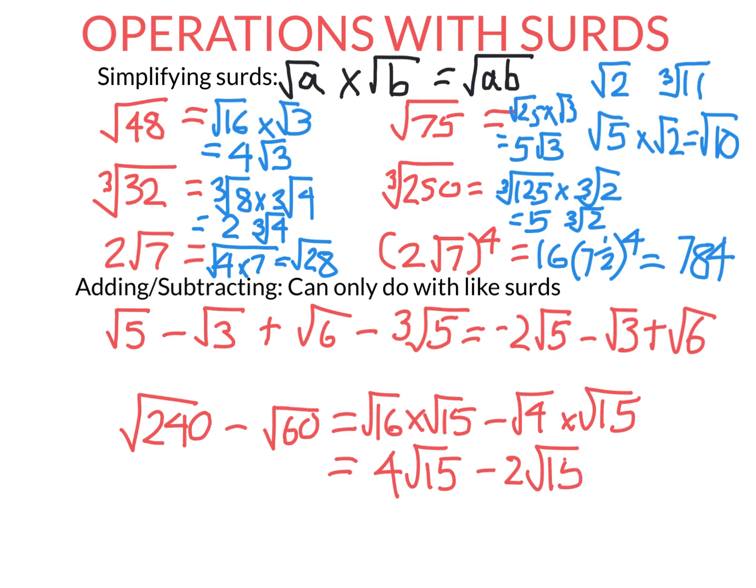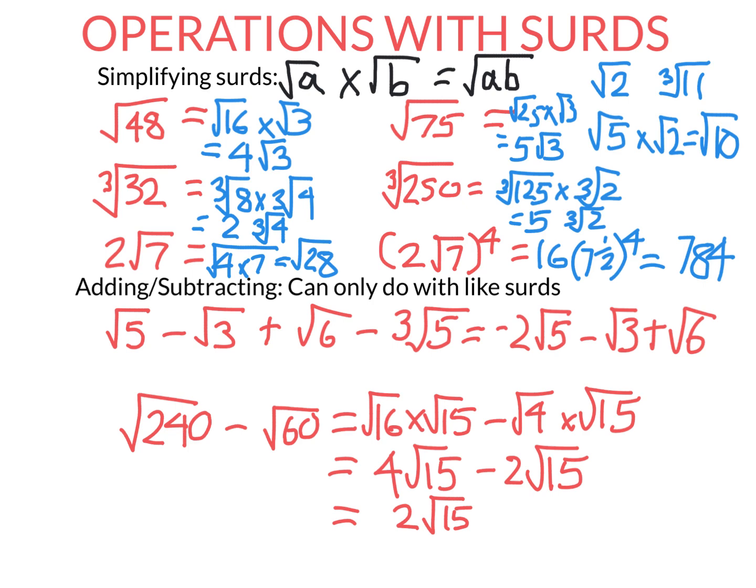And I absolutely can subtract these. So 4 root 15 minus 2 root 15 is just 2 root 15. If you have 4 of something and you take away 2 of them, you have 2 left. It's like 4x minus 2x equals 2x.